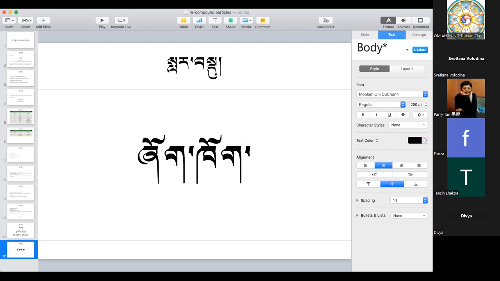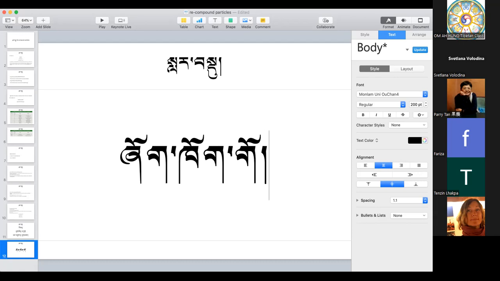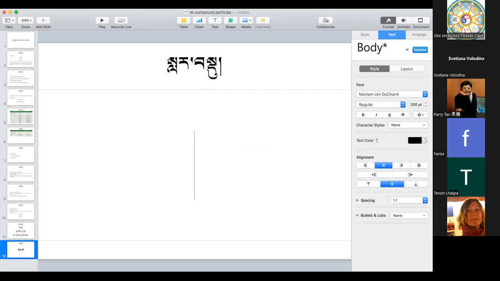Okay, what is the recompound particle that will follow this? Shoko. Ko. Okay. Why is it ko? Because of the ka, right? Okay. That's so.